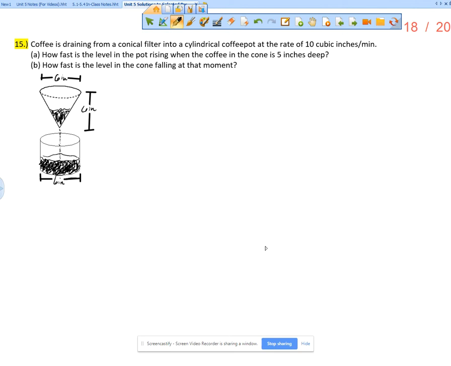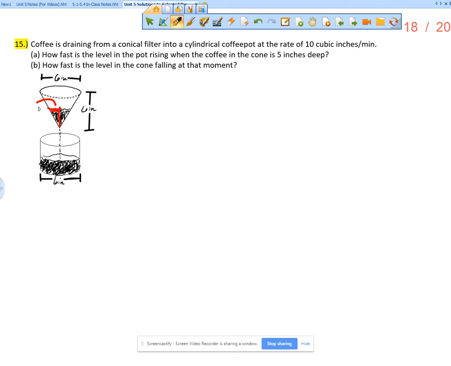All right, so you're given a picture here. Certain things are labeled, but other things aren't. You see this cone-shaped filter draining into this cylindrical coffee pot. Now, the cone is 6 inches in diameter and 6 inches tall. But remember, the amount of coffee in the cone is not that 6 by 6.